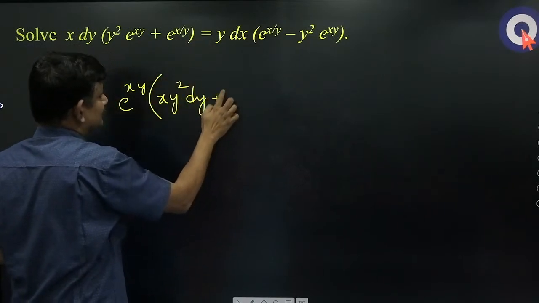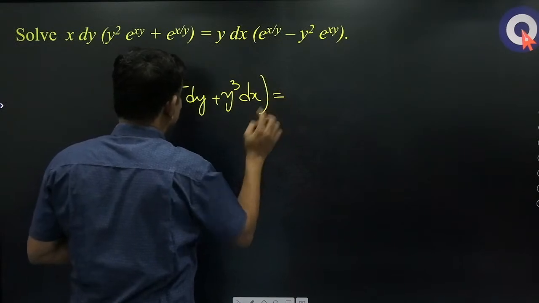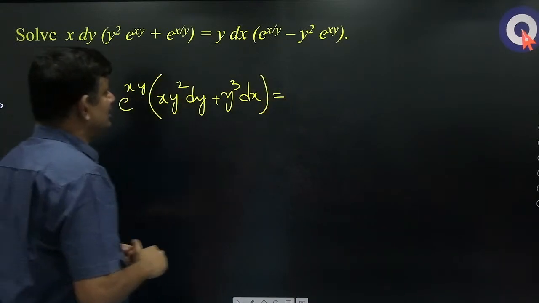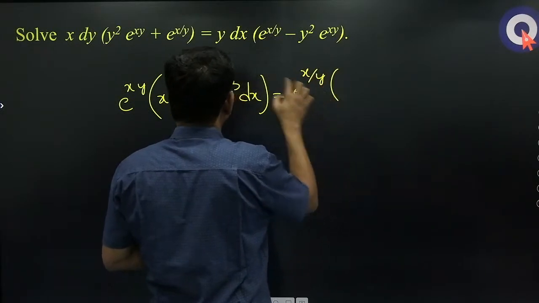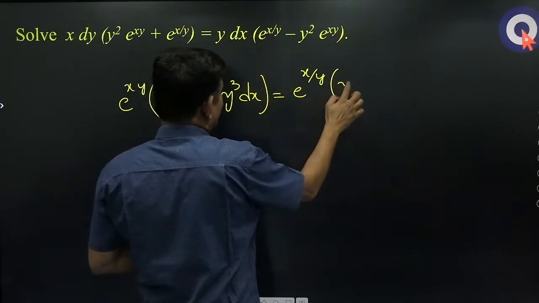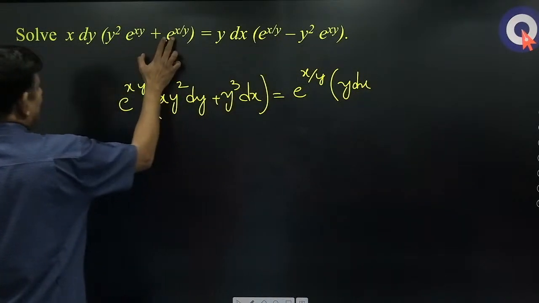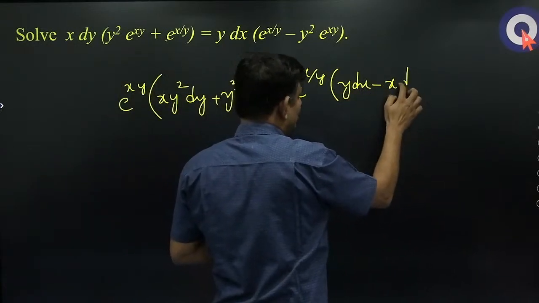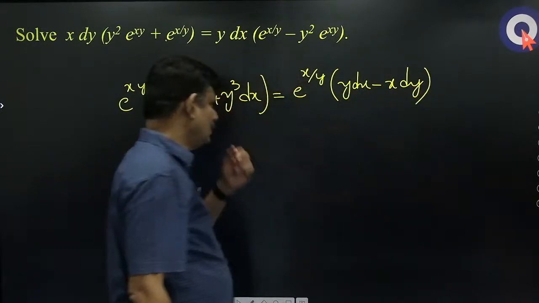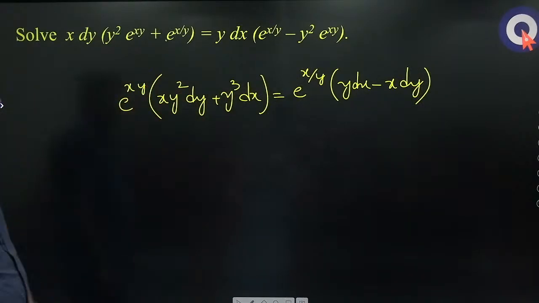plus y cube dx is equal to, throw all e power x by y terms to the other side, e power x by y into y dx minus e power x by y into x dy. So almost we are done. What is the derivative of x by y? y dx minus x dy by y square.